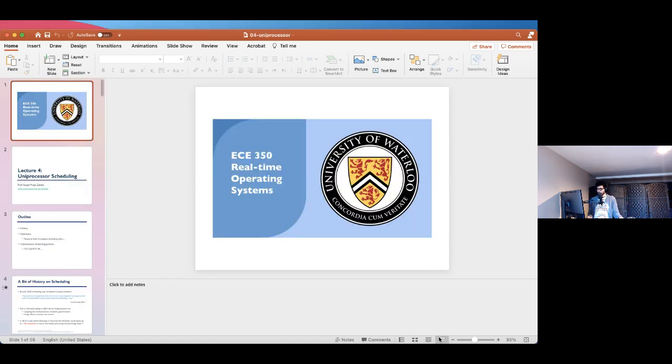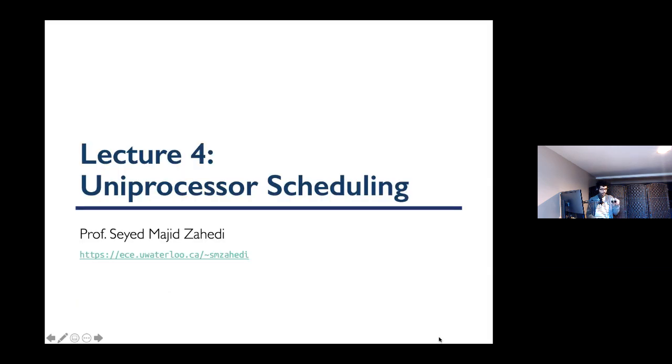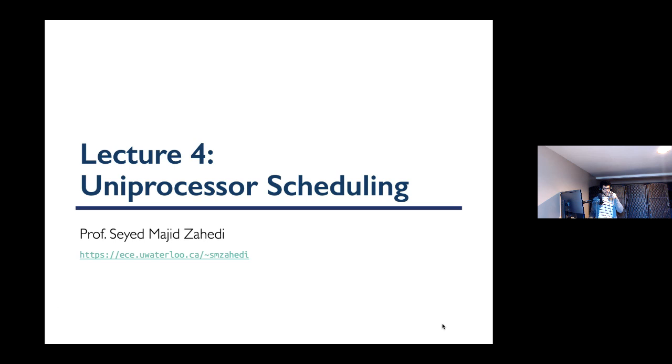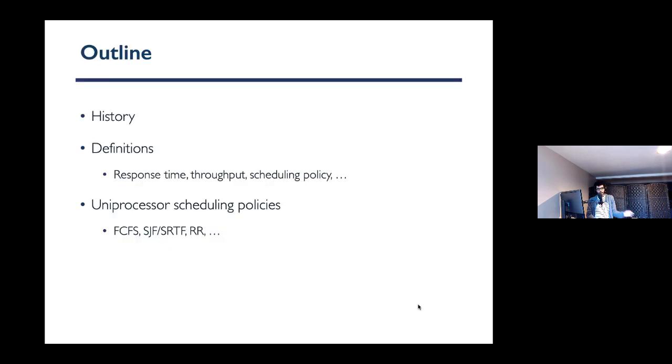Let's move on to the next topic. The next topic that we're going to talk about is uniprocessor scheduling. What are we going to see? A little bit of history, some definitions, and then we'll get into some scheduling policies.